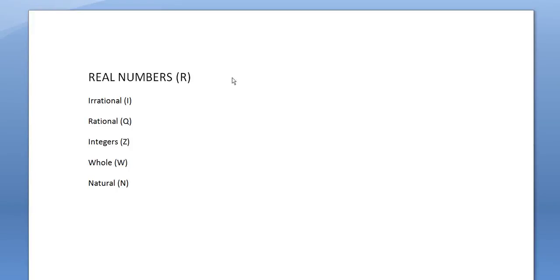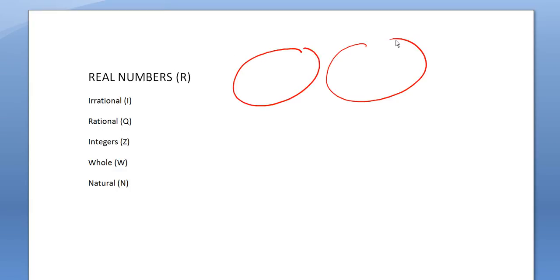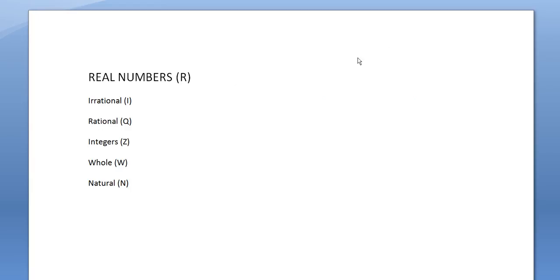Okay, let's take a couple minutes talking about the real number system. Numbers actually can be split into two things. They can be real or they can be imaginary. We're not going to worry about imaginary right now. We're going to worry just about real. But reals can actually be defined as all numbers that are on the number line.